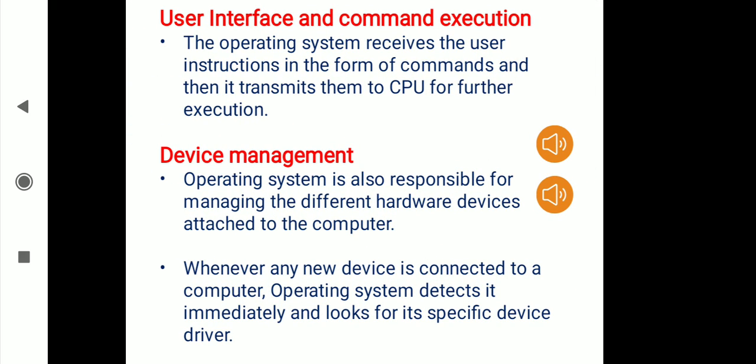Let's start with the first function of the operating system, which is the user interface and command execution. As we already know, an operating system acts as an interface between the user and the computer. The operating system is actually the platform between the user and the computer, which helps the user submit certain instructions in the form of commands to the operating system, which in turn retransmits them to the CPU, or the central processing unit, for further execution.